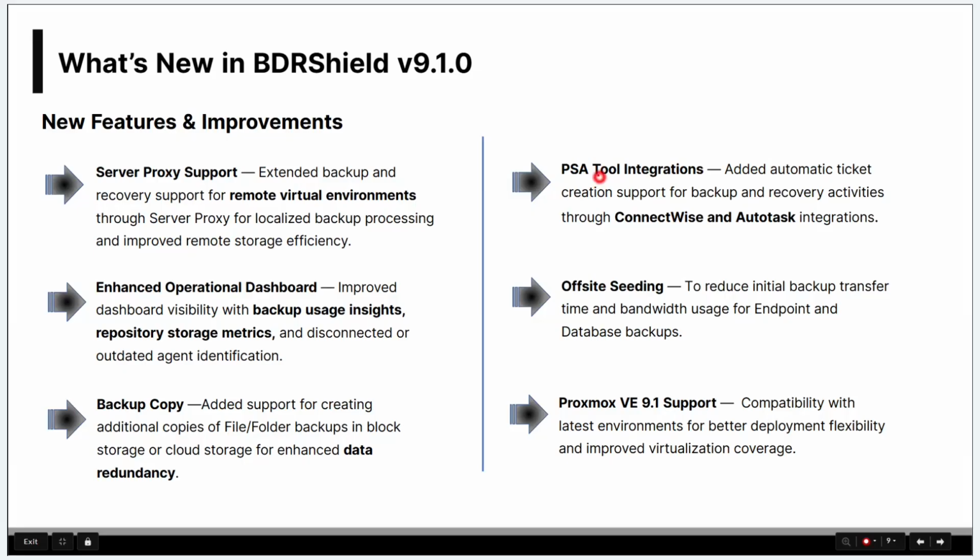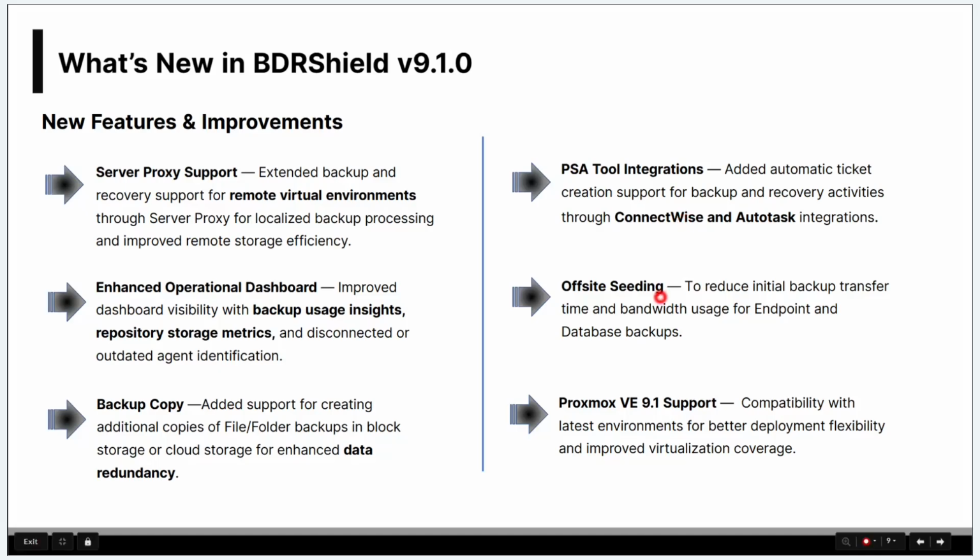Next is the PSA tool integrations. People who are using it will know that we have already integrated with ConnectWise. You have the ability to integrate with ConnectWise. Now we have also added Autotask, since that application is widely used, equal to ConnectWise. With Autotask, for reporting and all the activities, automatic tickets can be created using these PSA tools, which are integrated within the solution itself for both on-prem as well as the cloud.